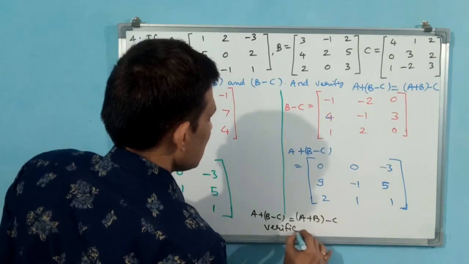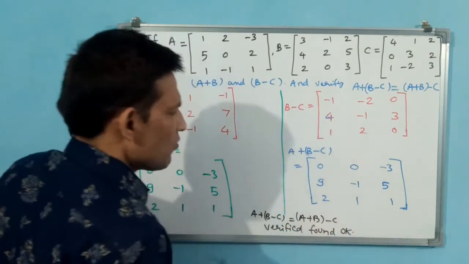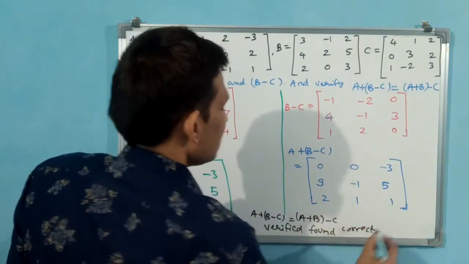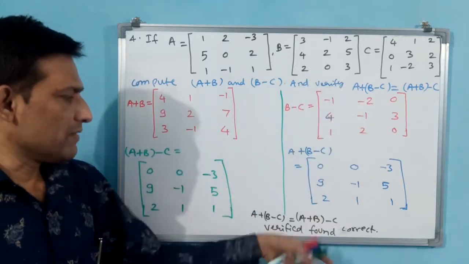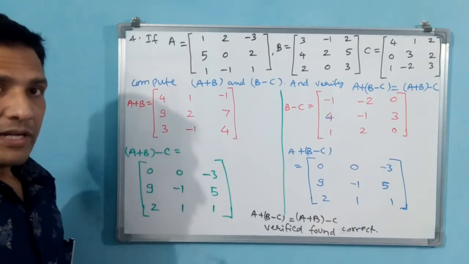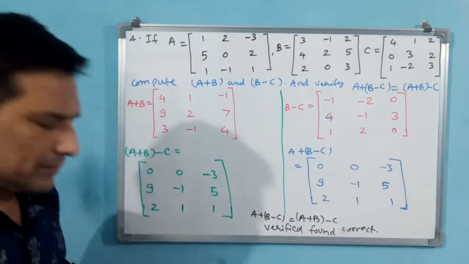Verified, found correct. Same thing you have to write again. Verified and found correct. Equal to symbol you have to keep. Okay. Now this is the fourth question. Let us move to fifth question.